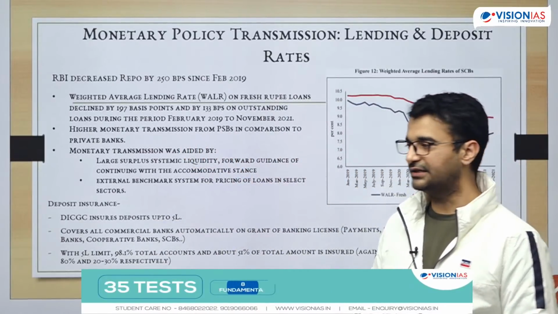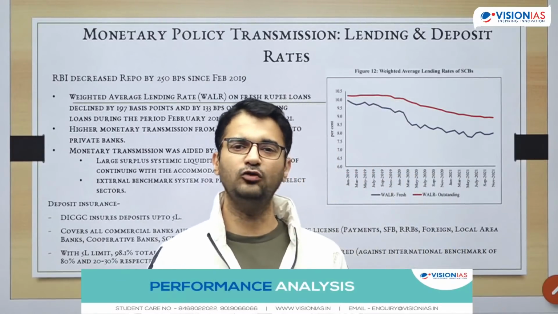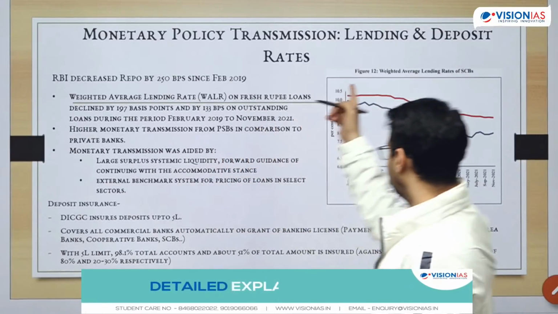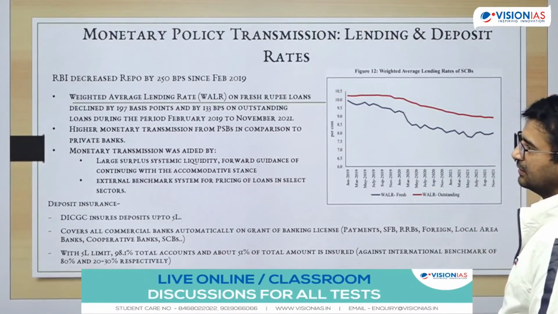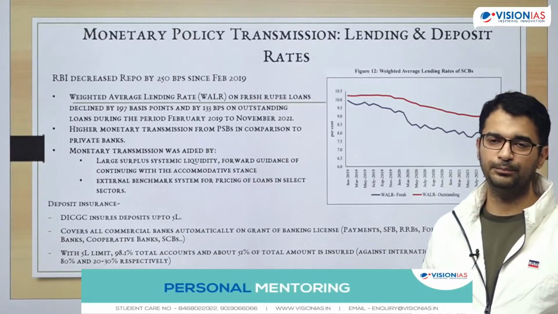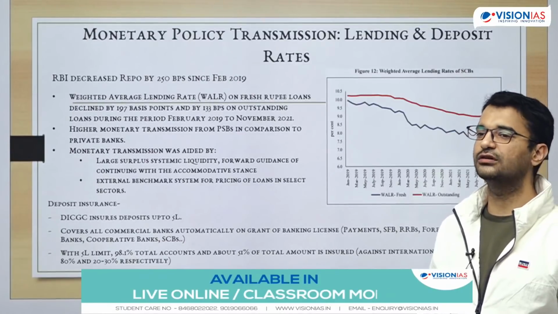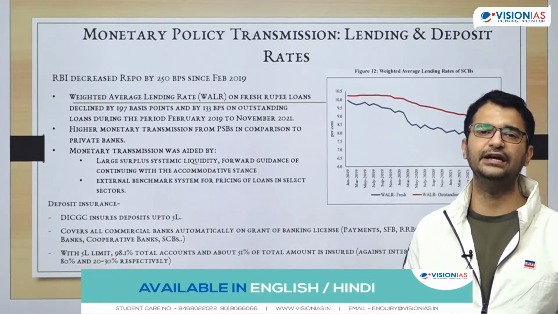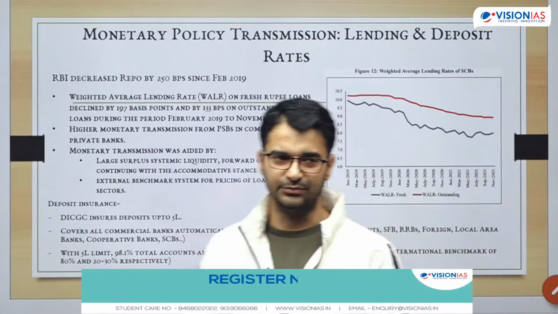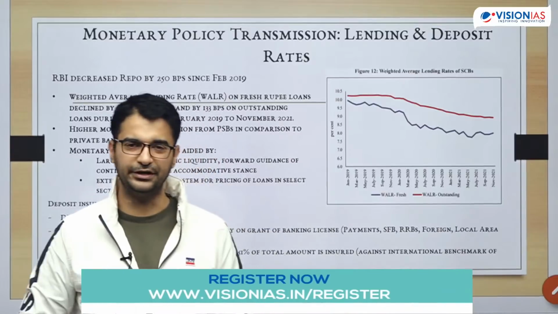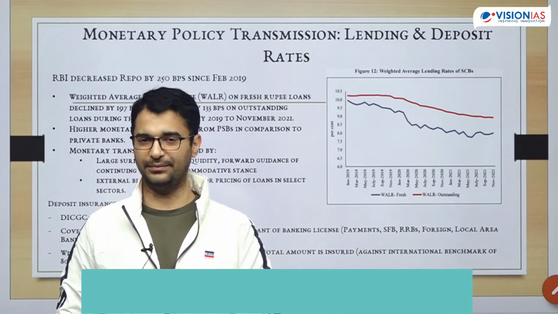RBI decreased its interest rate by about 250 basis points. At the same time, banks reduced their lending rates by about 190 basis points. As we can see here, banks have also reduced their lending rates. The last 2.5 years have been a period in which monetary policy transmission has been quite effective as compared to any other period in the past, as in RBI decreased its rates, and at the same time banks also reduced them.